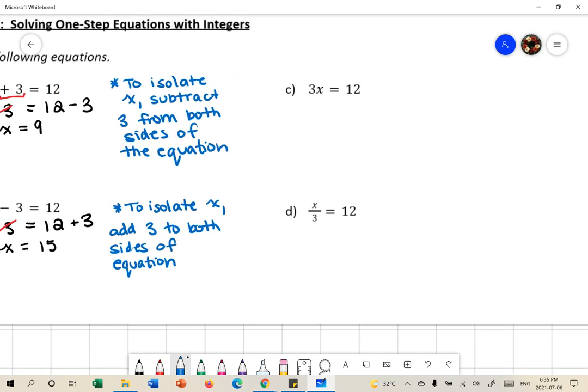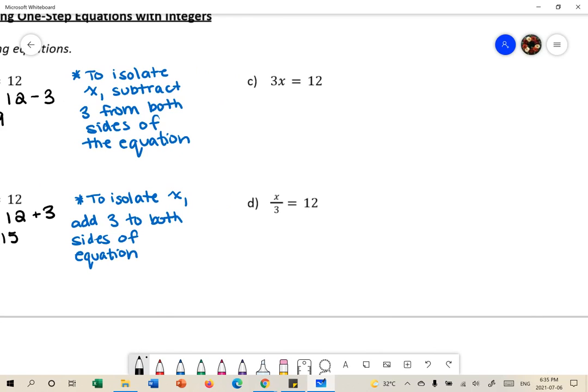C, this is a multiplication on the left, 3x. We read it as 3x, but we understand that it's 3 times x. 3x is equal to 12. In order to eliminate the 3, we need to perform its opposite operation. The opposite of multiplication is division. So 3x divided by 3 would then cancel out the 3's, and then x would be alone on the next line, which is what we want. Now, whatever you do to the left, you must also do to the right. 12 divided by 3.